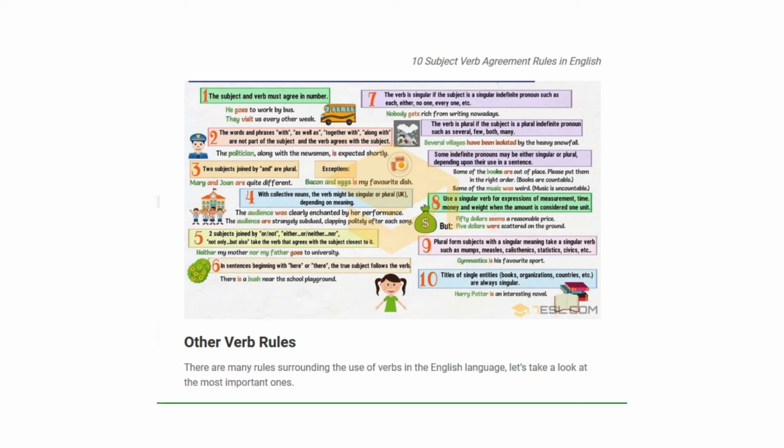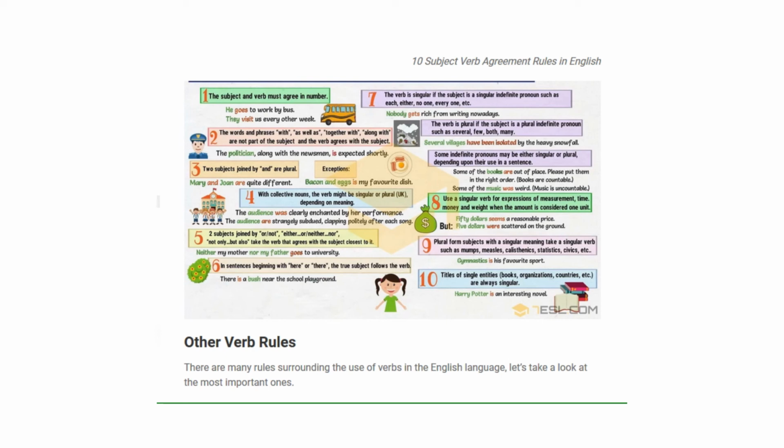The verb is plural if the subject is a plural and definite pronoun, such as several, few, both, many. Several villages have been isolated by the heavy snowfall. Some indefinite pronouns may be either singular or plural, depending upon their use in the sentence. Some of the books are out of place. Please put them in the right order. Books are countable. Some of the music was weird.